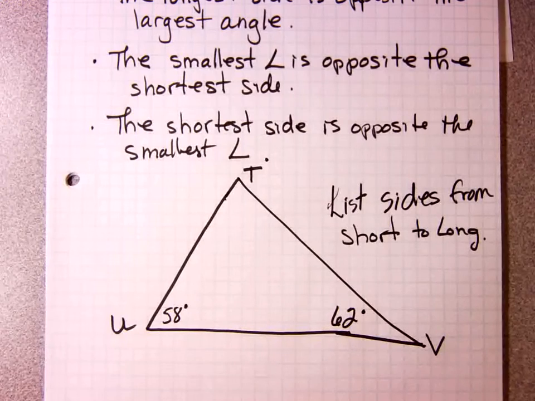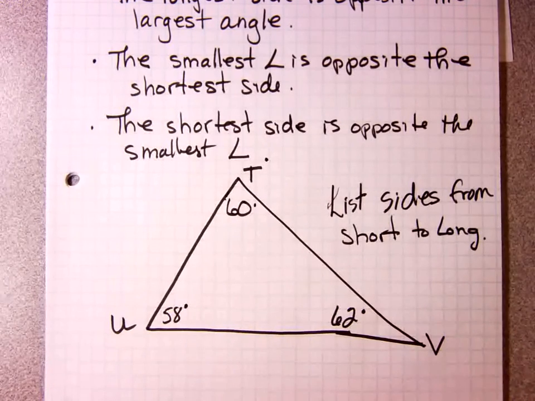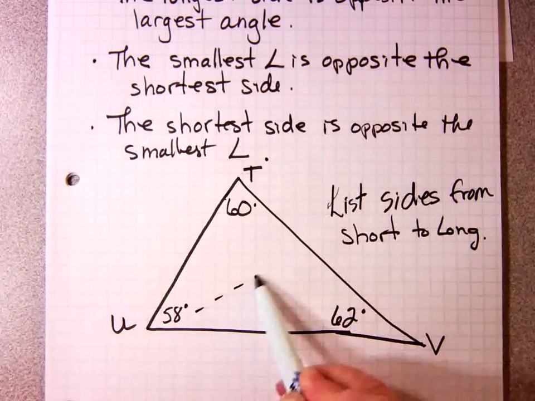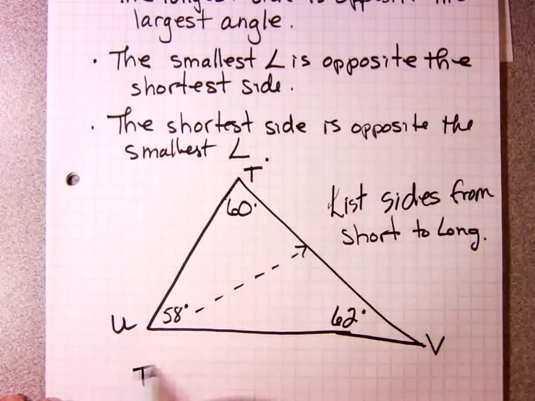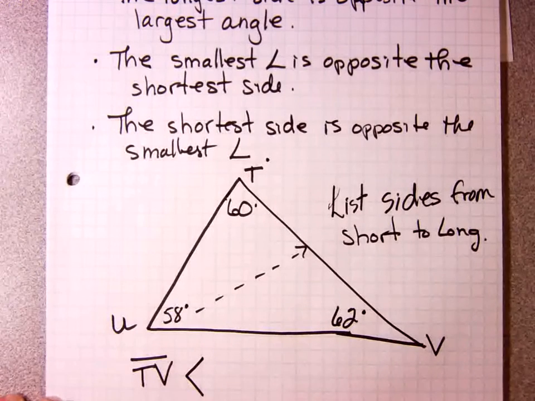Anybody tell me what is angle T? Very good. Angle T is 60 degrees. So let's list these then. First of all, which is the smallest angle? Correct. Angle U. So that means that the shortest side has to be opposite it, across from it. So we're going to start with TV. TV is the shortest.